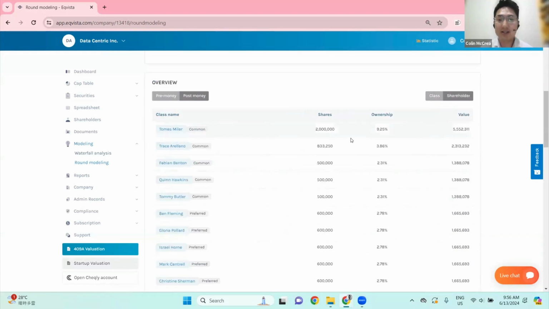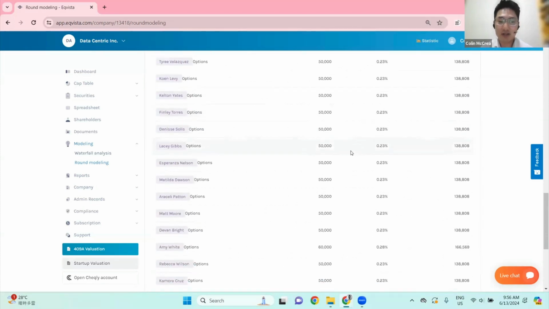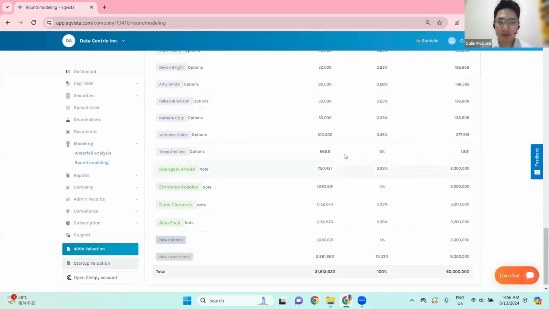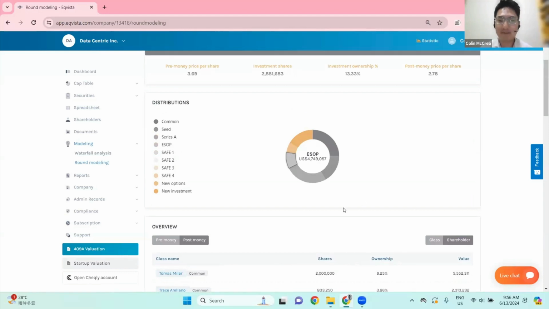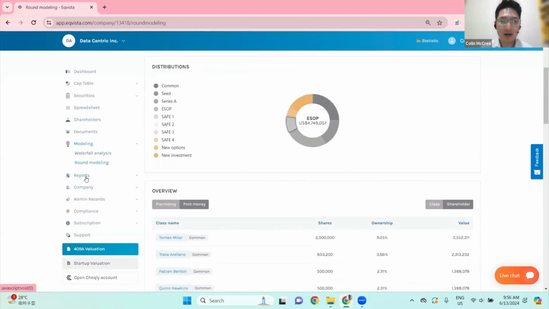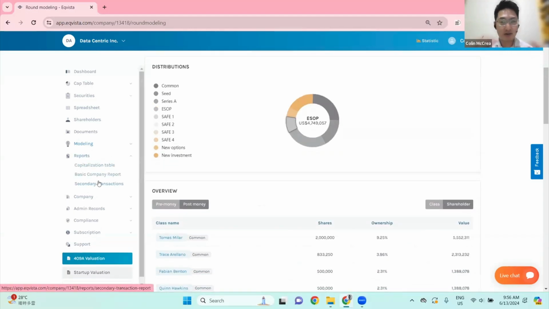You can do it by class as well as by shareholders. So yeah, this is a little bit more difficult to do in Excel. So you can do this. It's all connected, so it's pretty fast as well. We also have a reporting section, so you can download all this data back into Excel, and you can save it for your record keeping as well.